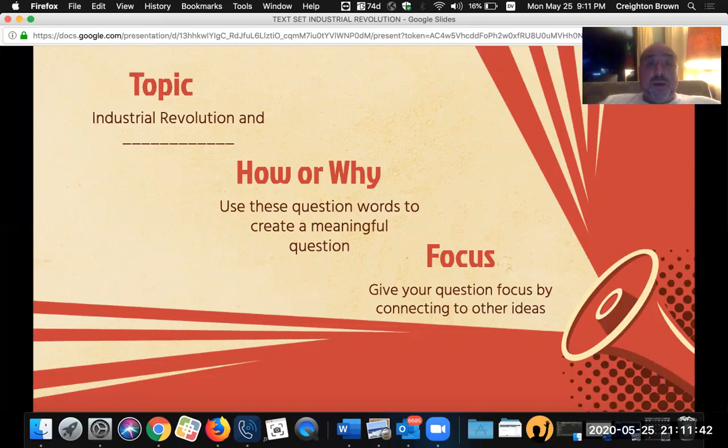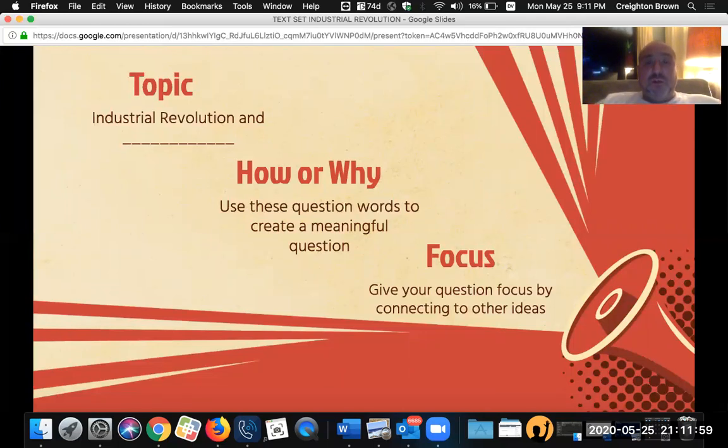How or why? Good questions are almost always how and why. It leads to a level 3 question. It's deeper. It doesn't have one answer, right? It has lots of different facets.